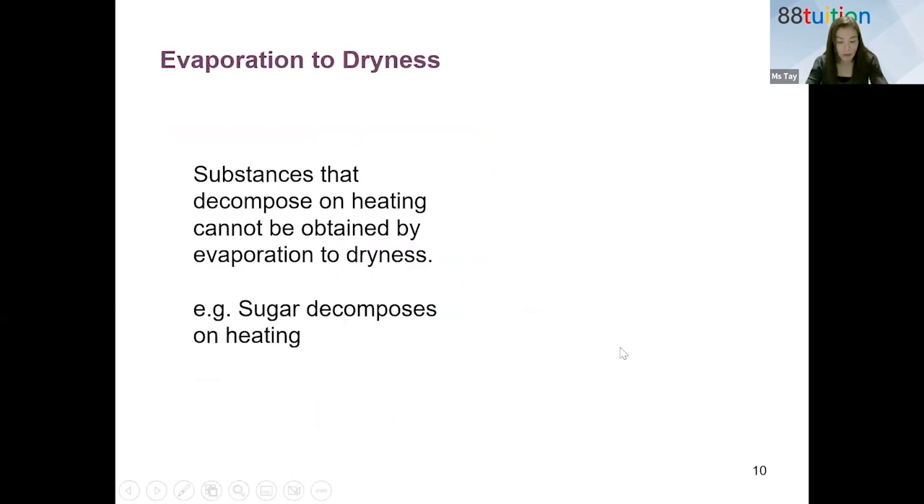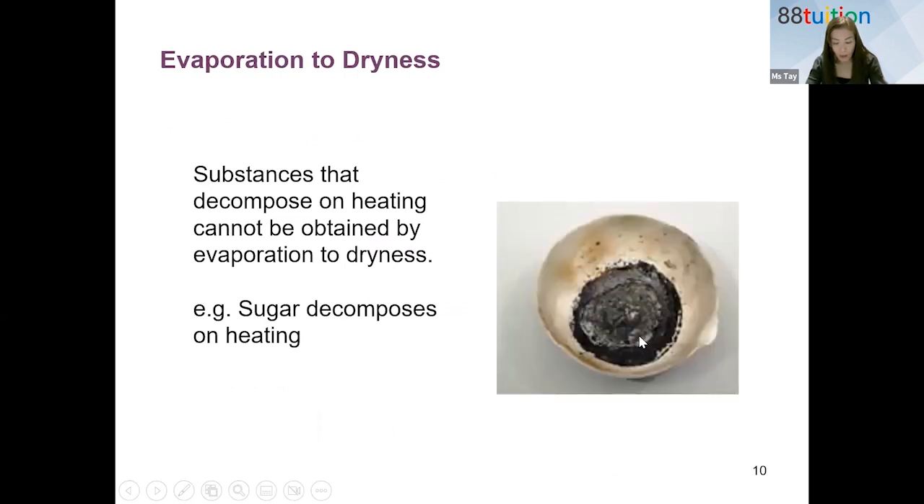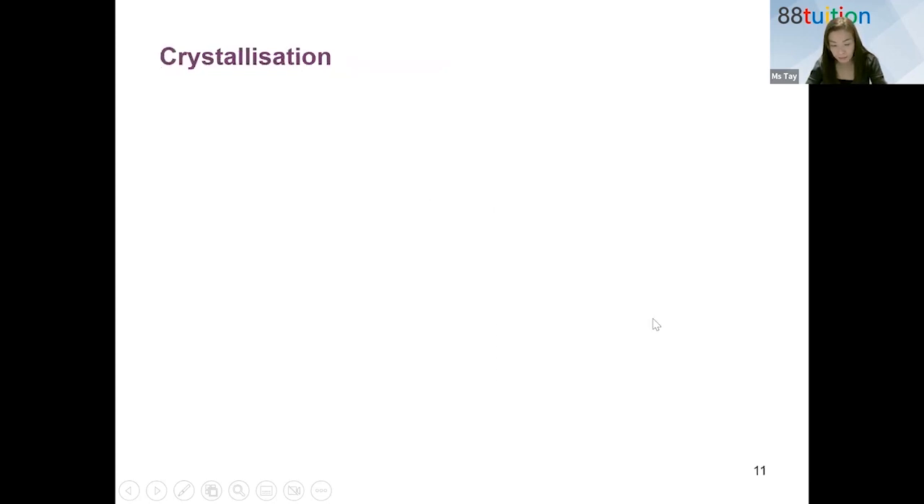Okay, so for those substances that decompose on heating, we cannot heat all the way to dryness. Like sugar, if we heat it until it's dry, before it's even dry, you will already have this dark brown and black substance. This is actually carbon. That's why it's so black. When we heat sugar all the way, it decomposes. What's left behind is carbon.